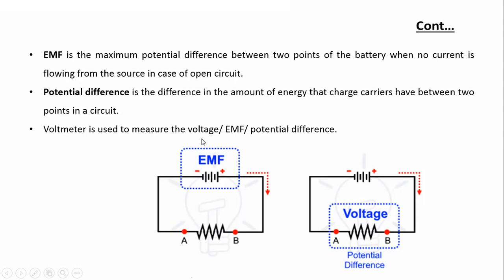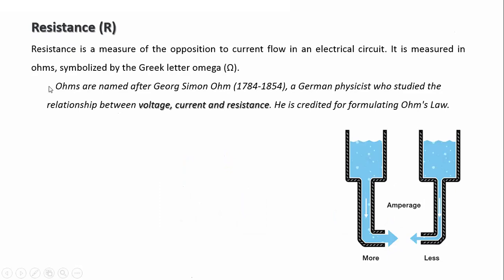Voltmeter is a device to measure the voltage, EMF, or the potential difference. Next is resistance. Resistance is the measure of opposition of current to flow in an electrical circuit. It is measured in ohms, symbolized by Greek letter omega. Ohms are named after George Simon Ohm, a German physicist who studied the relationship between voltage, current, and resistance. He is credited for formulating Ohm's law, the famous law in the world of electricity and electronics.